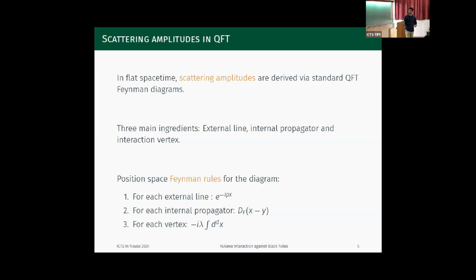And in position space, the Feynman rules are that for each external line, put an e to the power ipx, a plane wave, and for each internal propagator, we need a Feynman propagator, and for each vertex, there is an interaction vertex and an integral over space-time.